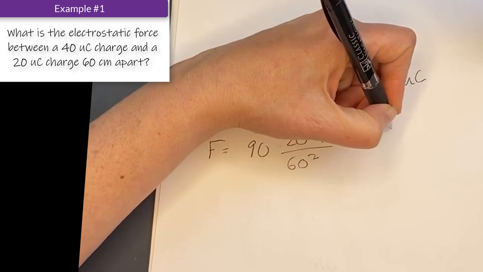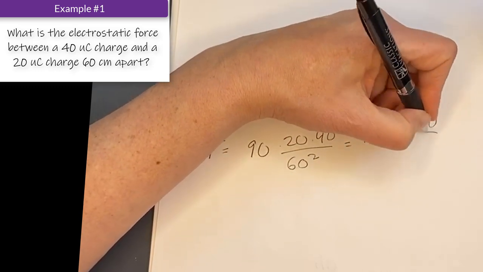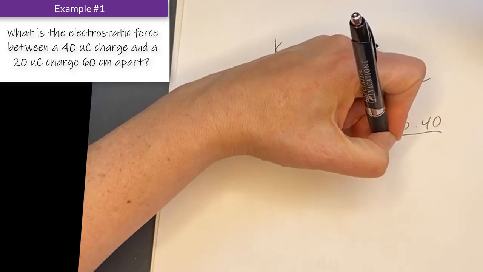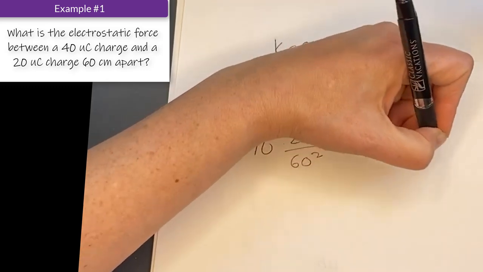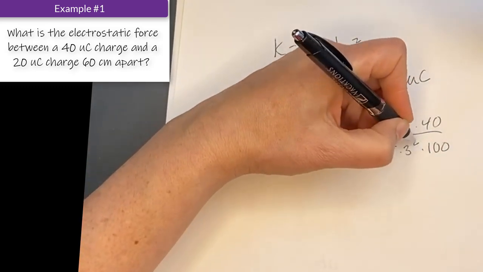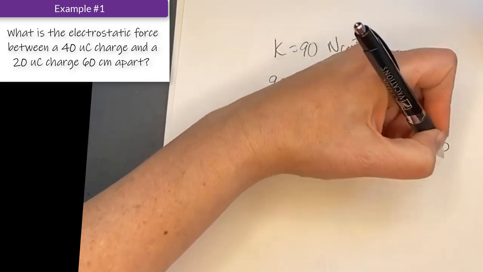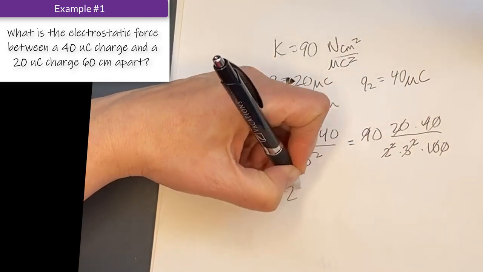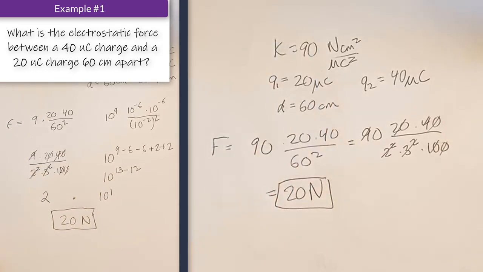So that's 90 times 20 times 40. And 6 is 2 times 3. So that's 2 squared times 3 squared times 100. 3 squared is 9, 2 squared is 4. We get rid of two of the zeros, and we end up with a value of 20 newtons. Nice, huh? You can also use K equals 90 newton centimeter squared per microcoulomb squared for the electric field, but it will give you a result of newtons per microcoulomb instead of newtons per coulomb.